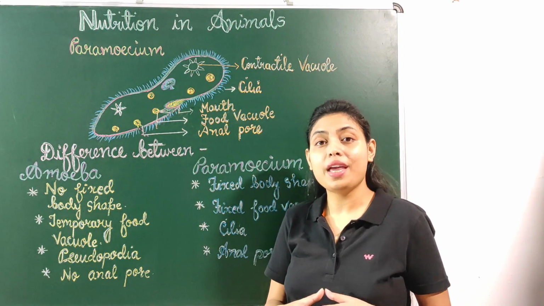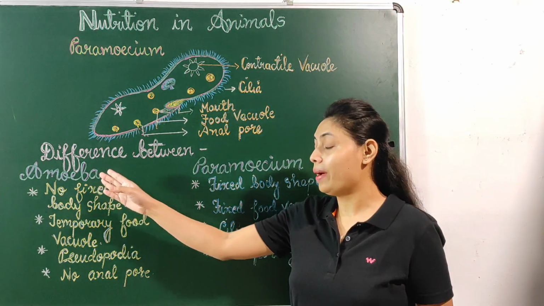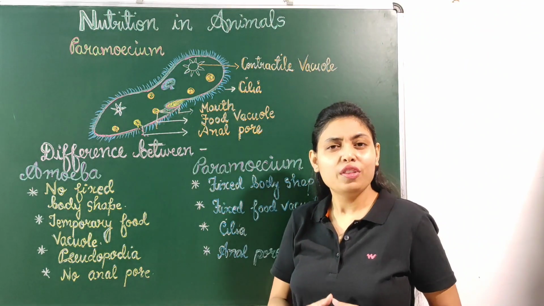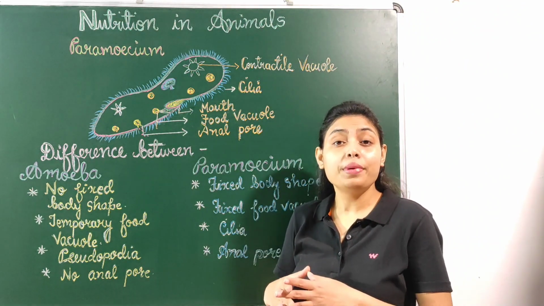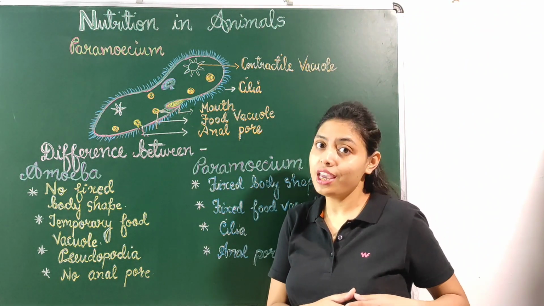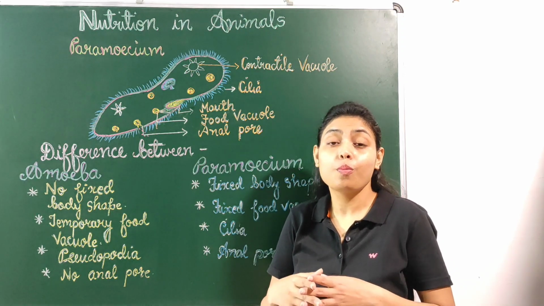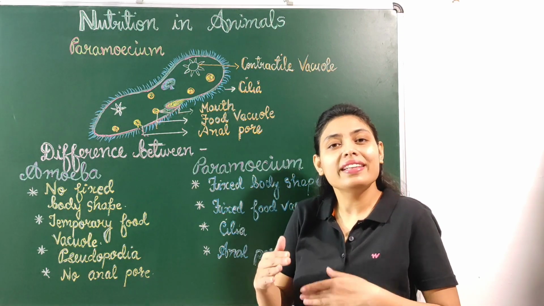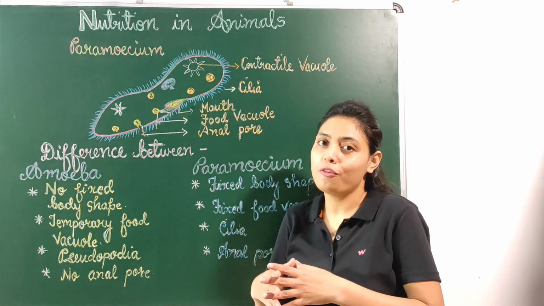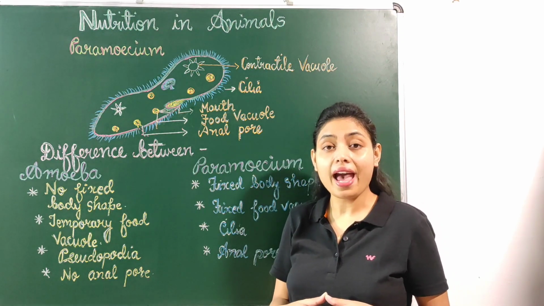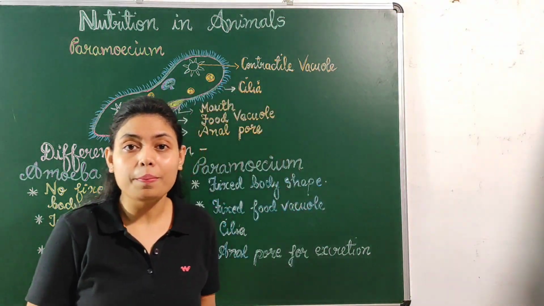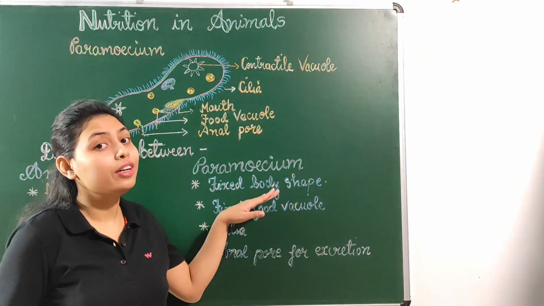Now let us see the major differences between amoeba and paramecium. The first difference, amoeba does not have a fixed shape, or we can say that amoeba doesn't have a fixed body shape because it keeps on changing the shape of its body. Whereas paramecium has a fixed body shape.